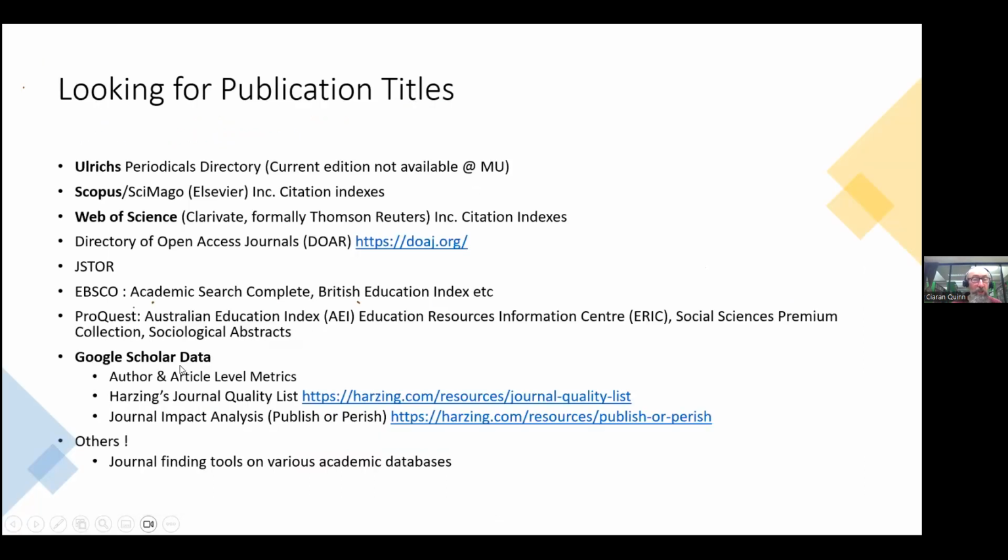Okay. Just generally looking for titles. I mentioned some of these already: Ulrich's, Scopus, Web of Science, JSTOR, any of the EBSCO databases, British Education Index, the ProQuest databases, these are two just platforms we use. So Australian Education Index, ERIC, Social Science, Sociological Abstracts. You can have a look at Google Scholar data as well. Harzing is a social scientist currently working in the UK, and she's produced a bit of software called Publish or Perish, which you can analyze the data that's in Google Scholar. But they also have a listing of a journal quality list, which I will show you a bit more on in a minute. And the journal finding tools on various databases. I'm going to show you what they look like now.